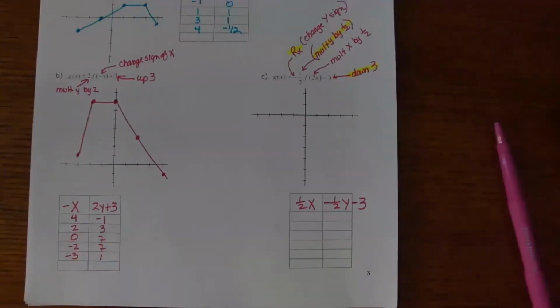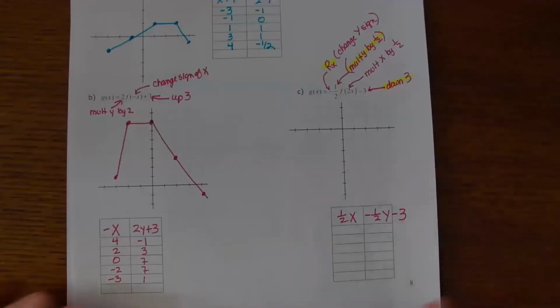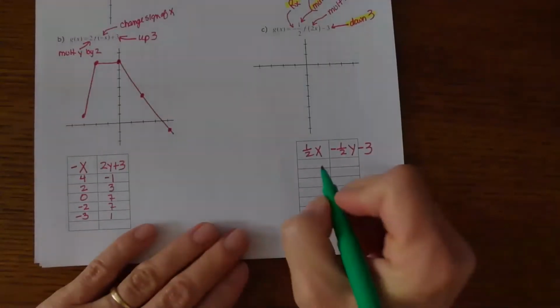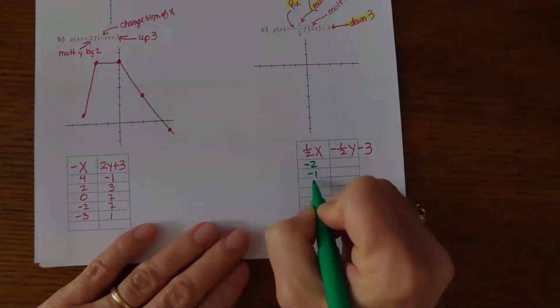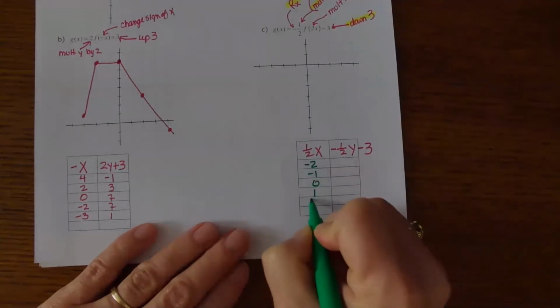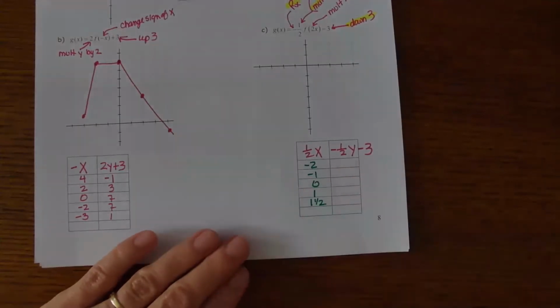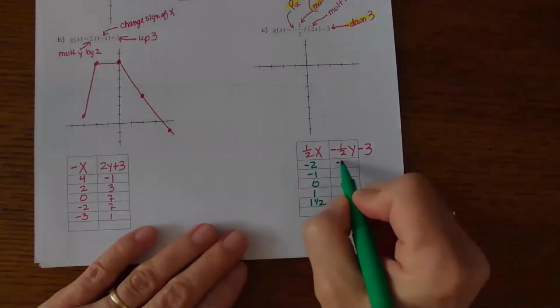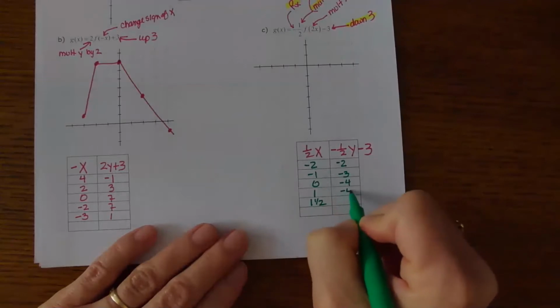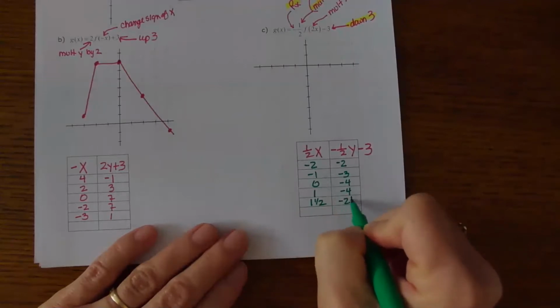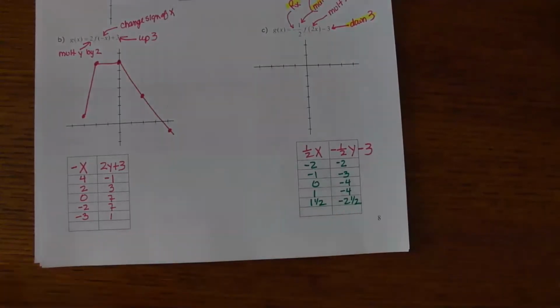So let me give you a second to do that. If you're watching this, you can pause it. I'll pause it. Okay, so let's see if you got what I got. I cut my x's in half, so I got -2, -1, 0, 1, 1.5. And over here, I got -2, -3, -4, -4, -2 and 1/2. Can anybody confirm those are right? Is that what you got?